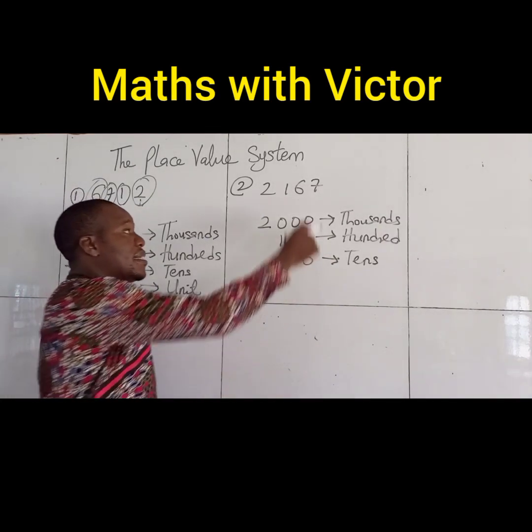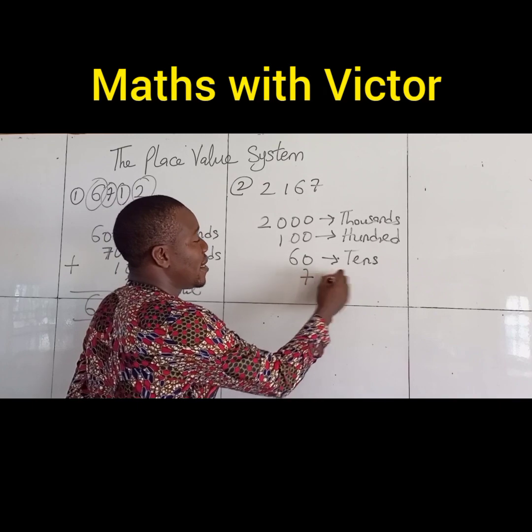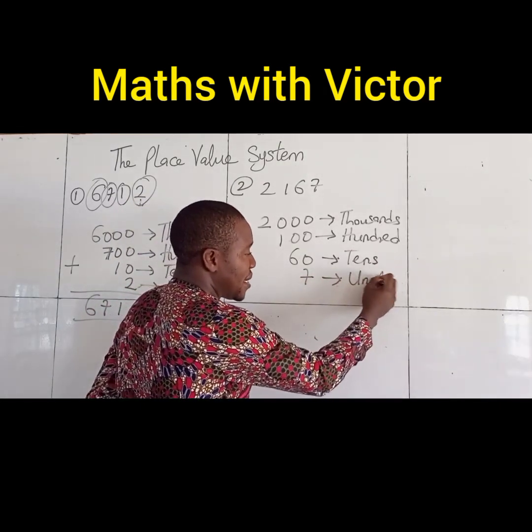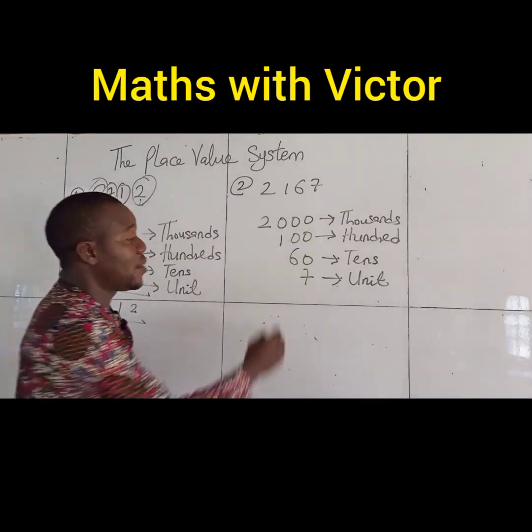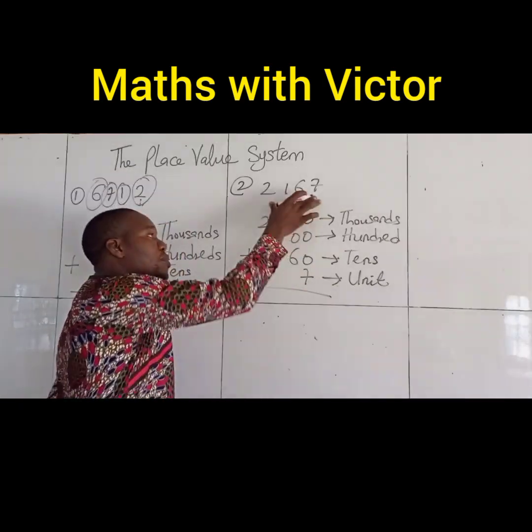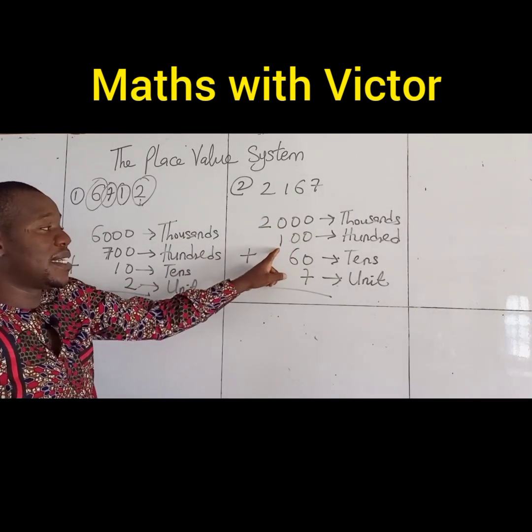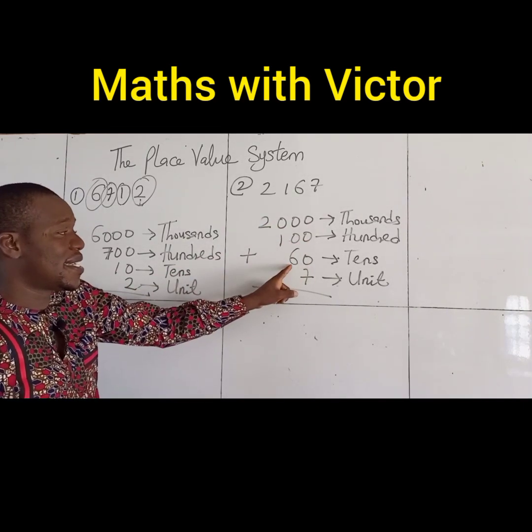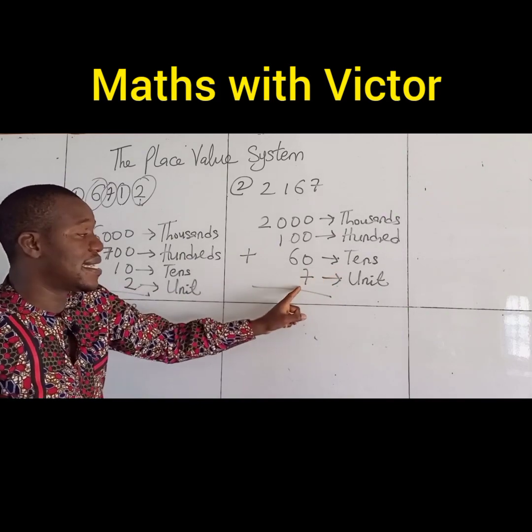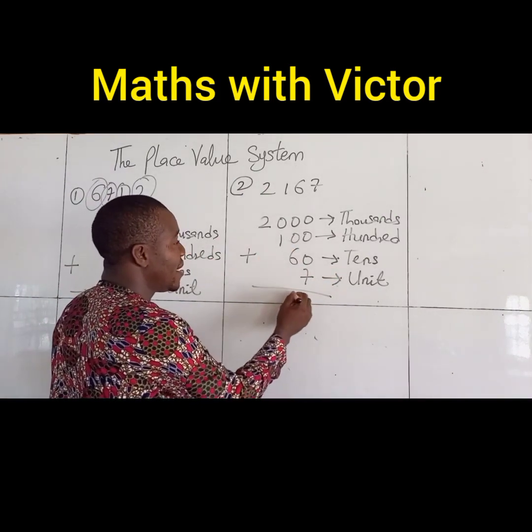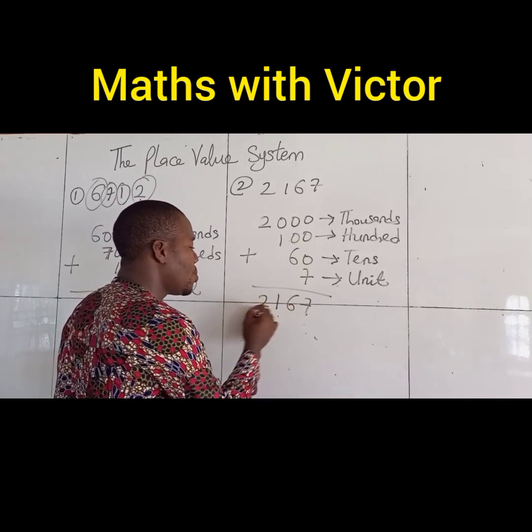Then the last number is 7, which is there with no other number attached, is the last one, the unit. So for this number, we can combine these things together to produce this number, meaning that 2 is in thousand, 1 is in 100, 6 is in tens, and 7 is in units. So we can add up together 7, 6, 1, and 2.